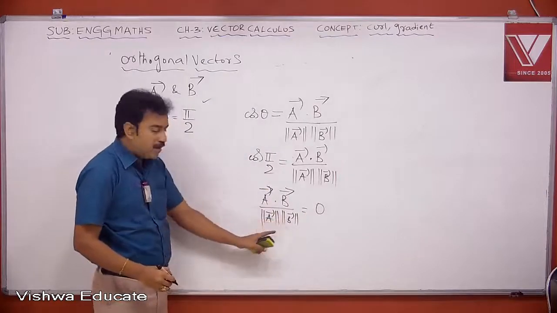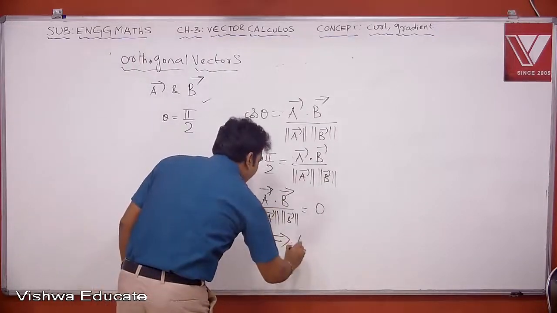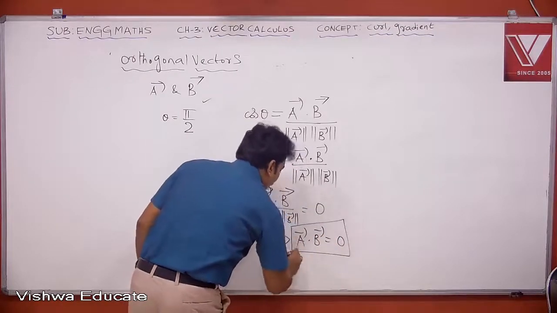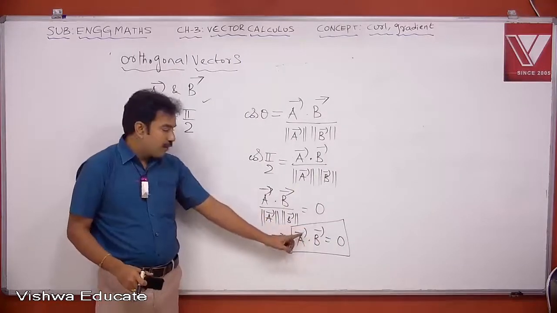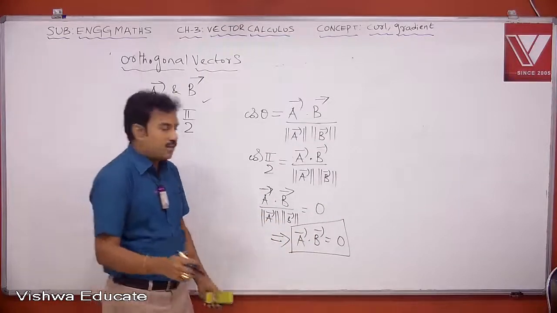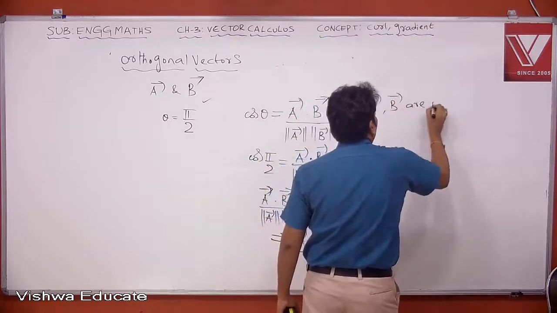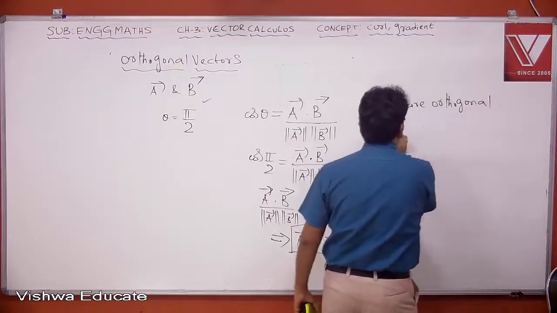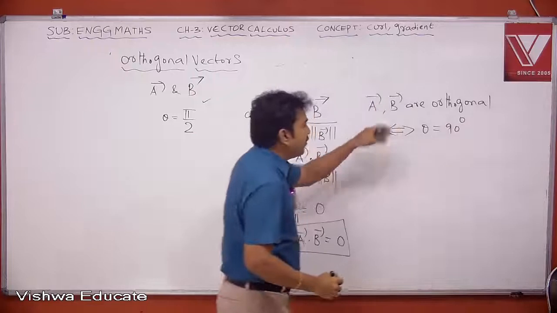Now this is a ratio. A ratio becomes 0 only if the numerator is 0. This implies A bar dot B bar equals 0. Therefore, if you want to say that two vectors are orthogonal, just prove that the dot product of the two vectors is null. So if the dot product of two vectors is 0, then those vectors are called orthogonal vectors. So the result is A bar, B bar are orthogonal if and only if theta equals 90 degrees, where theta is the angle between these two.